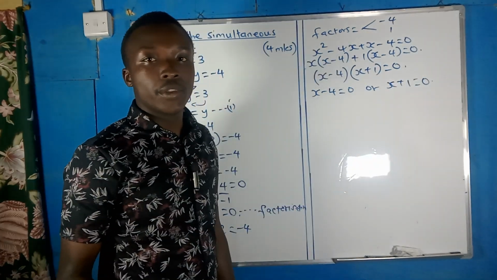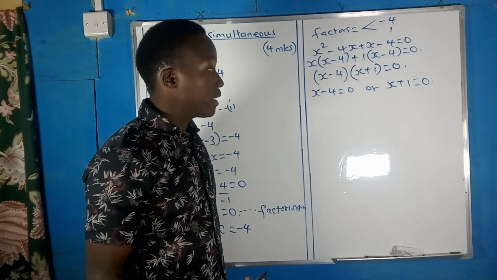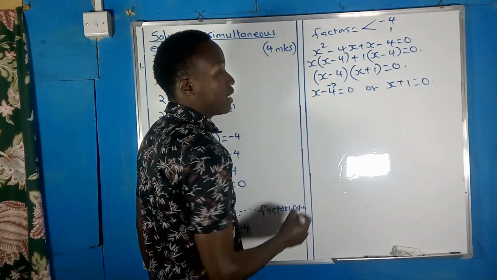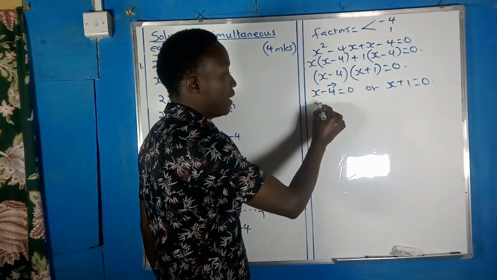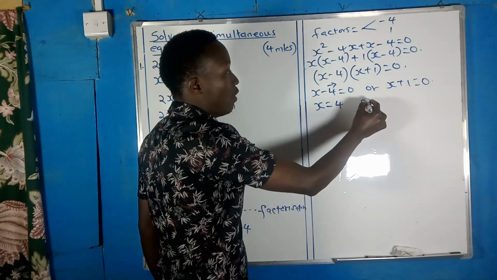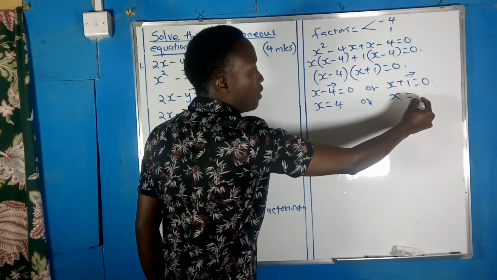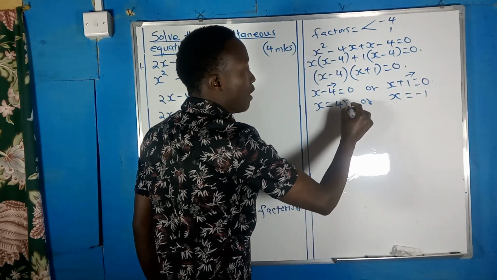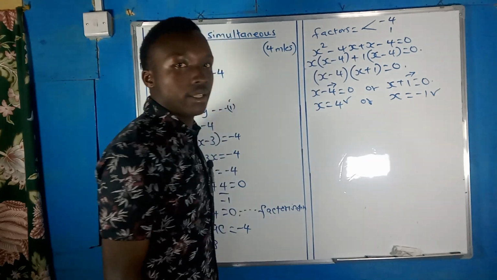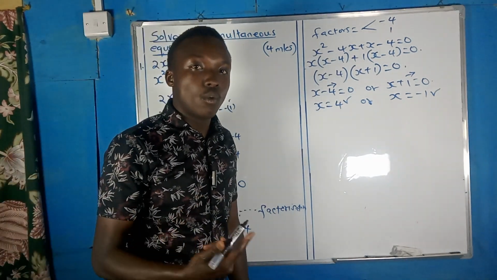For us to determine the value of x, we take negative 4 to the other side and have x as 4, or for the other one, we take positive 1 to the other side, and we are going to have negative 1. So we have already determined the value of x. We are yet to determine the value of y.